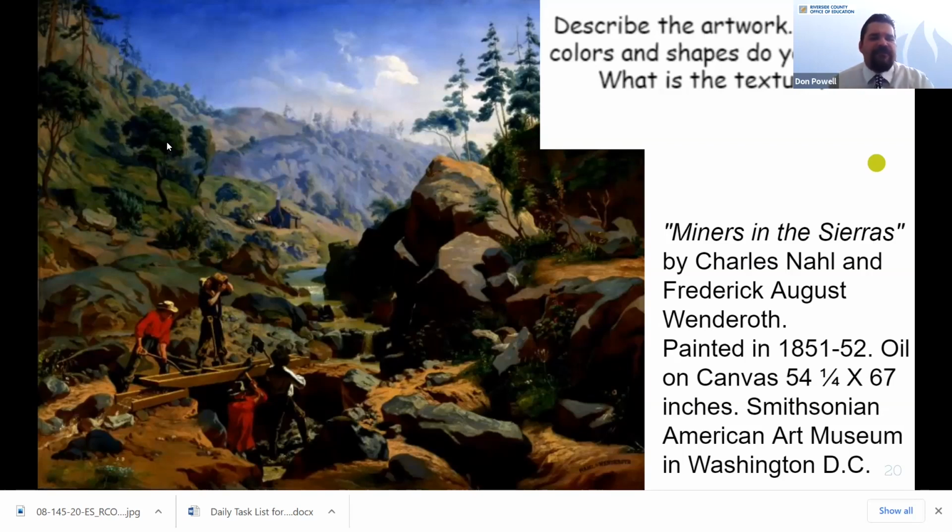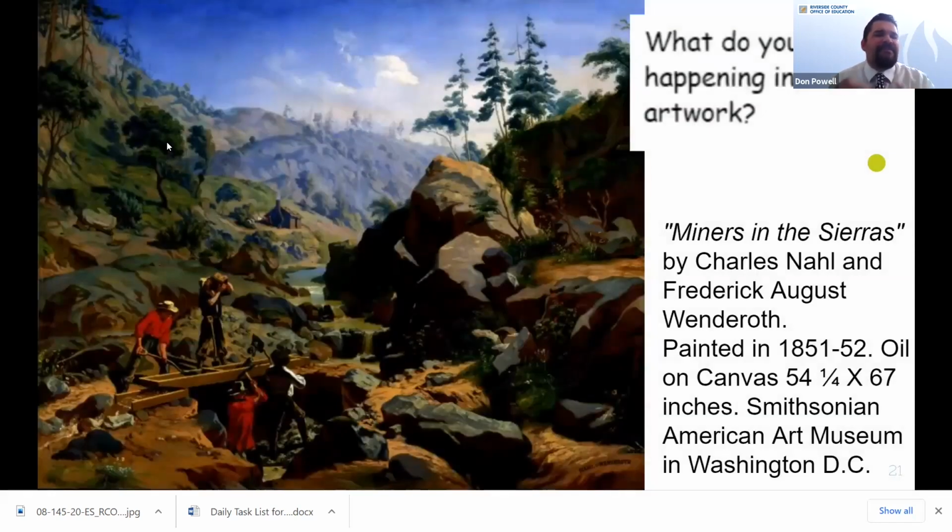Well, what about the miners? What are they doing? Or what about the rocks? Is there a lot of rocks? Is there a little bit of rocks? How do the rocks look in the foreground as opposed to the background? Does that matter? Your students may say that it does, and they may say that it doesn't. And again, we're looking for justification. You're looking for kids to be digging deep into this content.